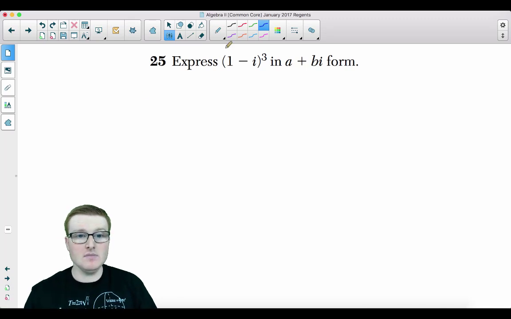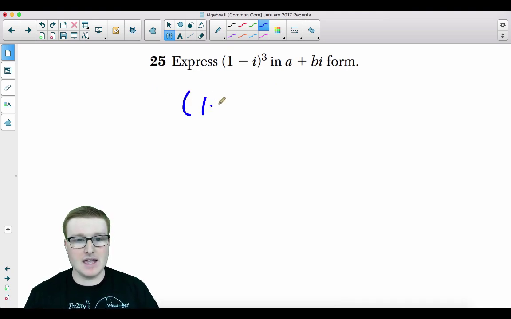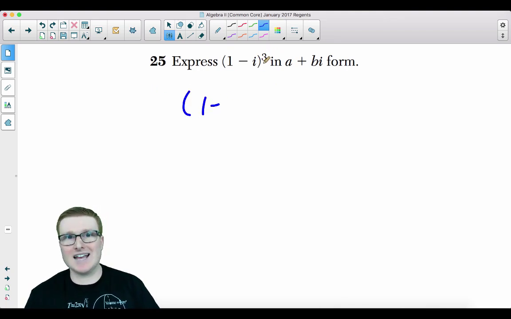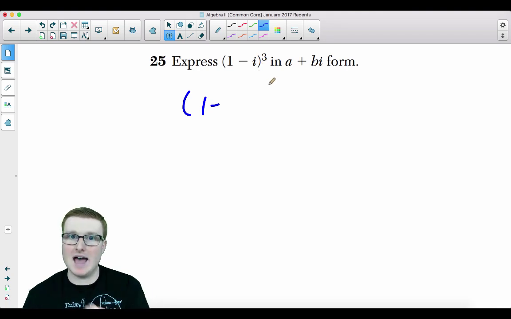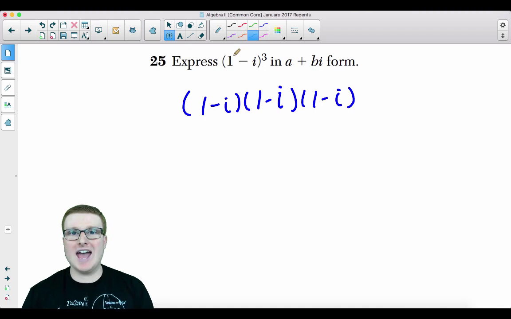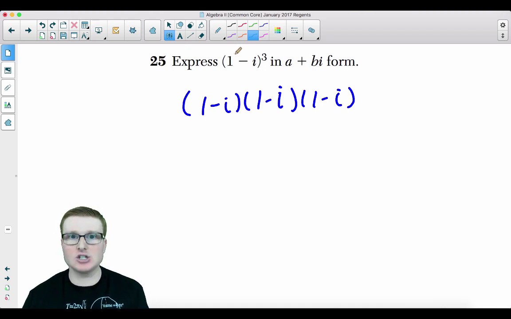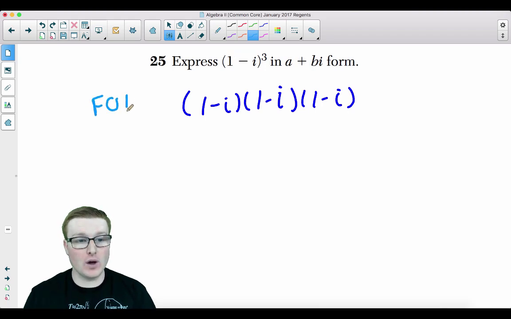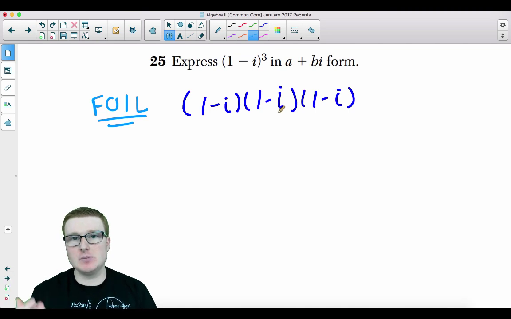Here we go. Express (1 minus i) to the third in a plus bi form. What you need to know by now is if you raise something to a second, a third, a fourth power, you could write it that many times. So (1 minus i) to the third is (1 minus i)(1 minus i)(1 minus i). But you cannot triple distribute. You need to FOIL one of these two first, then distribute at the end.